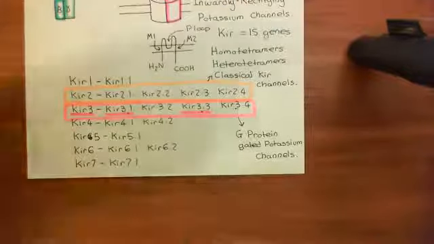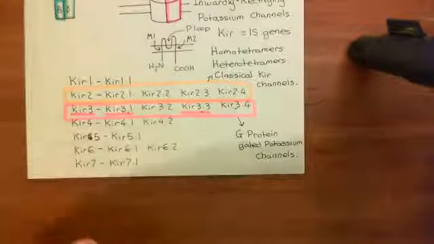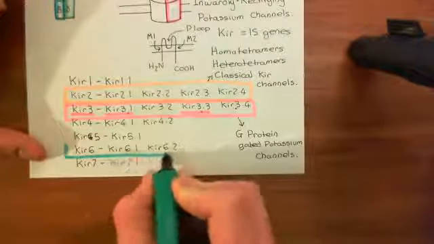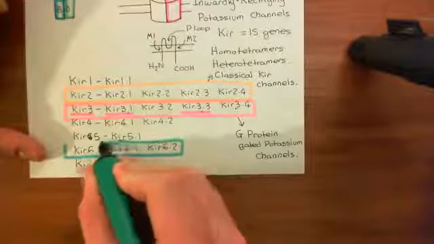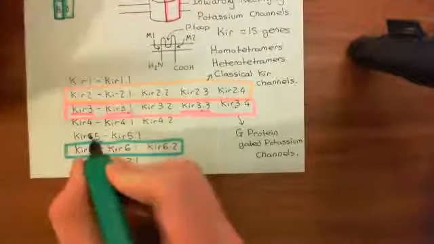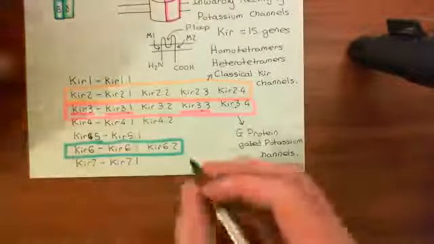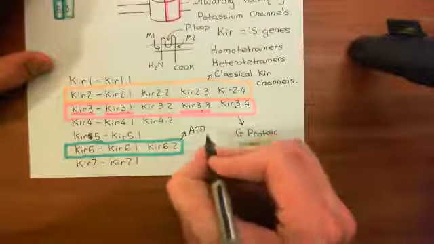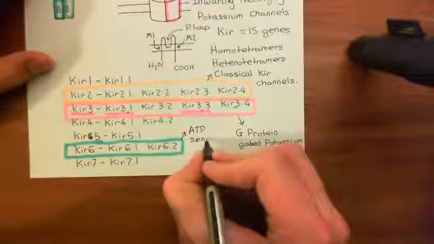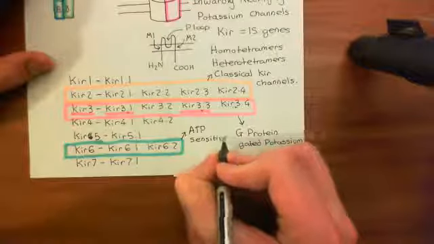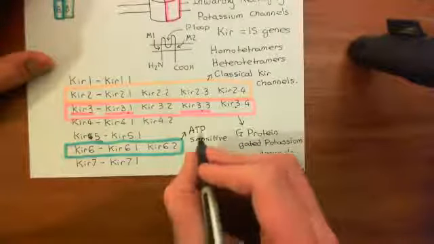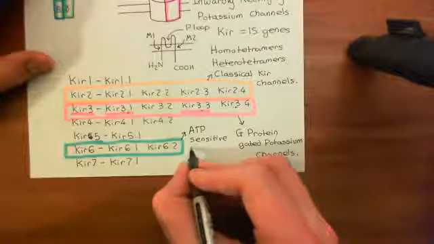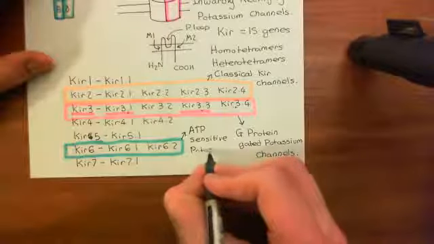Okay, right. Then another really important family is this KIR6 family. This is incredibly important, but we're not going to discuss it in this video. Basically, the tetramers which are built out of members of this family are the ATP sensitive potassium channels, which are extremely important in the release of insulin in beta cells of the islets of Langerhans. Certain mutations in these channels have been associated with diabetes. So these are the ATP sensitive potassium channels.